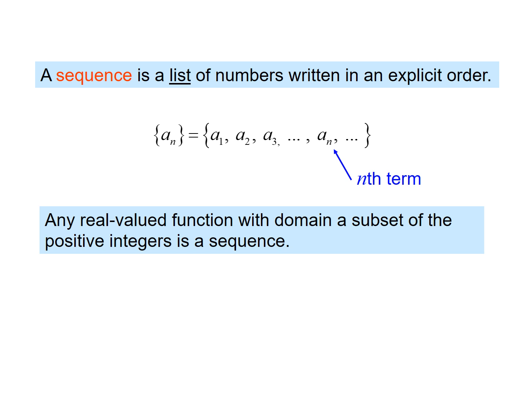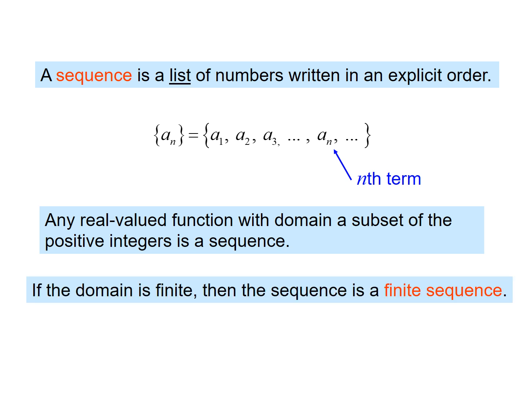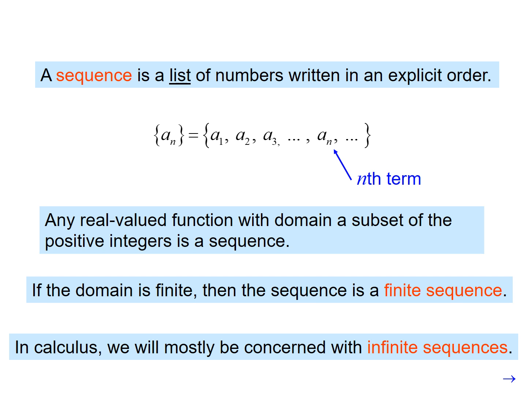And any function where the domain, so the inputs, are a subset of the positive integers would be considered a sequence. So if you're just plugging in 1, 2, 3, 4, or maybe you're plugging in all the evens, some subset of the positive integers. And if you have a finite domain, that means you have a finite sequence, so the list comes to an end. And we're going to be mostly concerned with infinite sequences, so that list goes on and on and on.